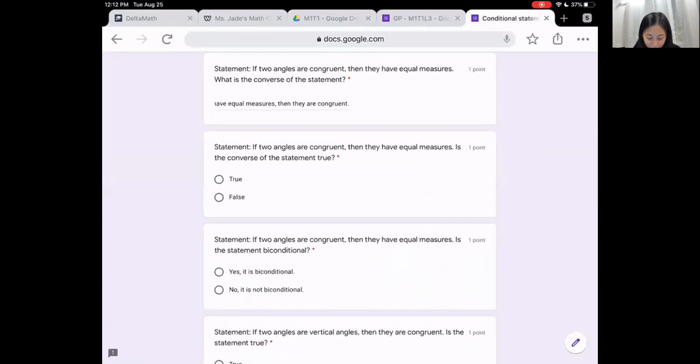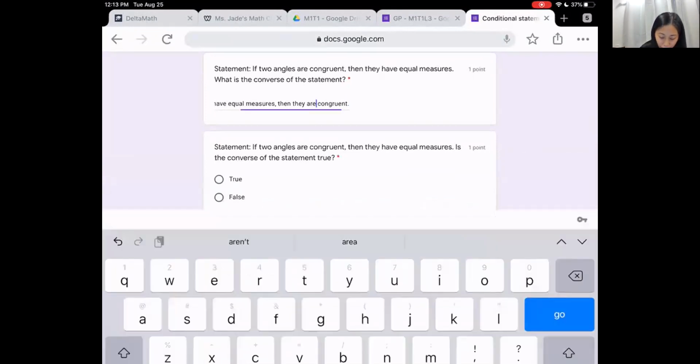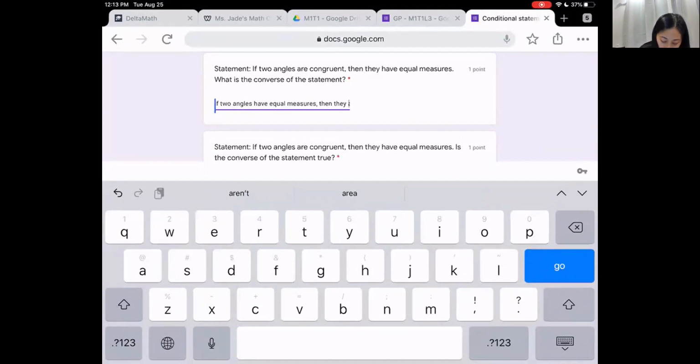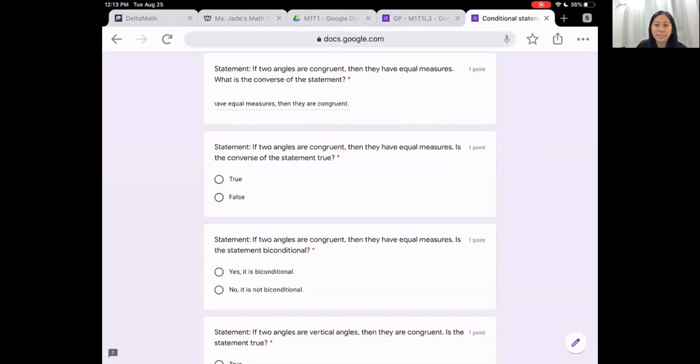Okay, then we have the next one. Statement, if two angles are congruent, then they have equal measures. Is the converse of this statement true? So we just wrote our converse. Let's take a look at it again. If two angles have equal measures, then they are congruent. Is that true? Yeah, that's true. It's literally the definition of being congruent that they have equal measures. So yeah, by definition, this is true.